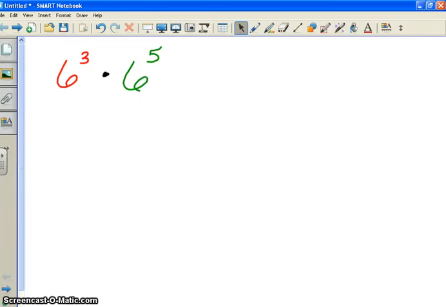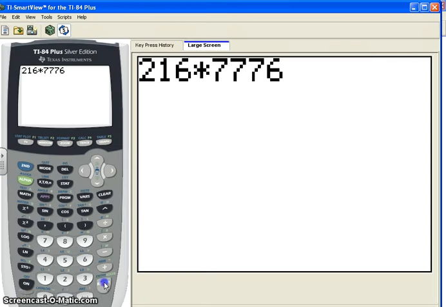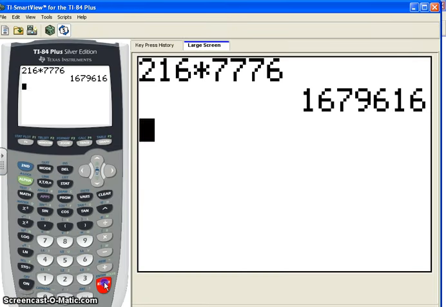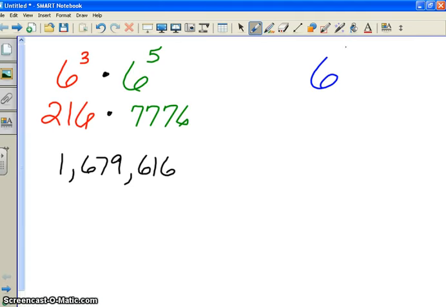We'll investigate our next law of exponents by simplifying this expression. So we're going to follow order of operations, exponents first before the multiplication. So 6 cubed, 6 times 6 times 6 is 216. 6 to the 5th power is 7,776. And when we multiply those two answers together, we will get 1,679,616. Now take your calculator and evaluate 6 to the 8th.